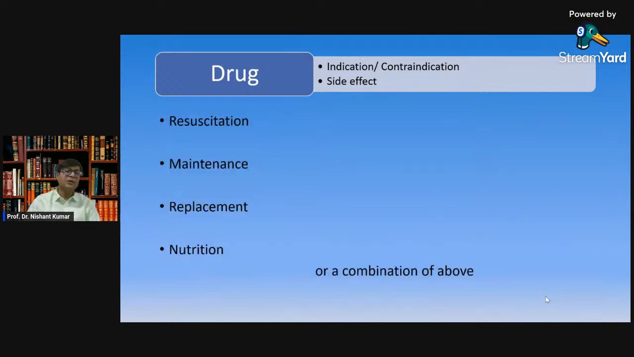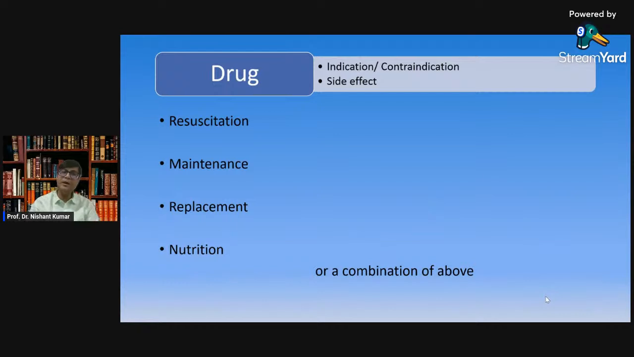So remember, you have to choose which fluid to use depending on its composition, indication, contraindication, and side effects. Now, as I said, the fluid can be administered during the resuscitation phase, maintenance, replacement, or nutrition, or all of these may be going hand in hand. So remember, you have to decide at which phase you'll be using which fluid. For the same fluid, the dose, the rate, and the side effects will vary according to the state that the patient is in, or the indication for which the fluid is being used. Resuscitation, you might have to give a large dose in a short period of time. Maintenance, again, will depend on the requirement of the patient.